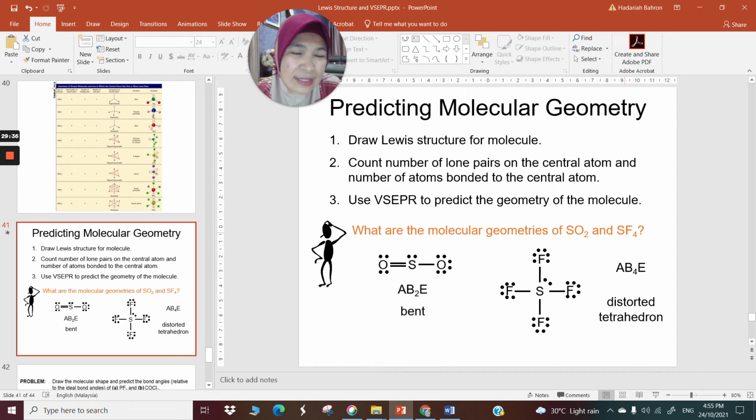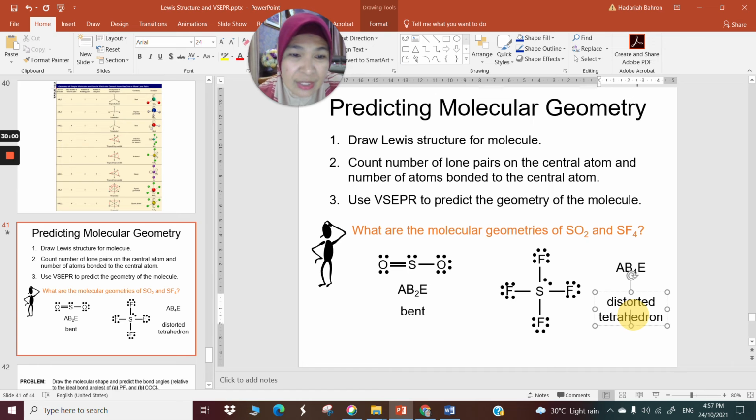What is the shape of SF4? When you draw the Lewis structure of the molecule, you're going to have this kind of situation arising. You have sulfur with 4 bonding pairs and 1 lone pair, and that makes it classified as AB4E. So AB4E is going to be a distorted tetrahedron or a seesaw.